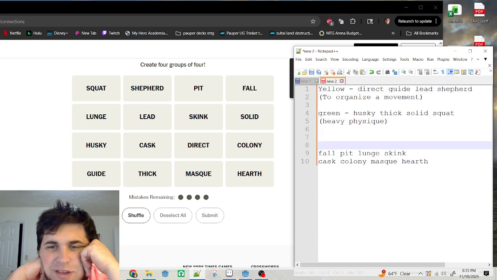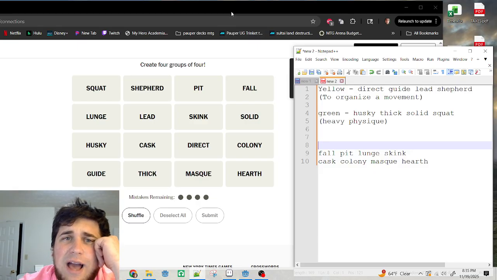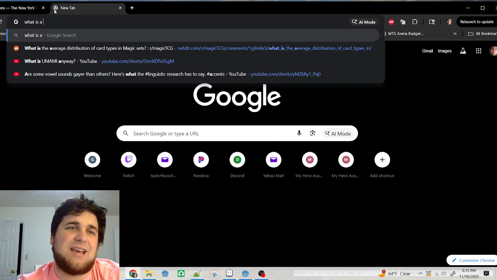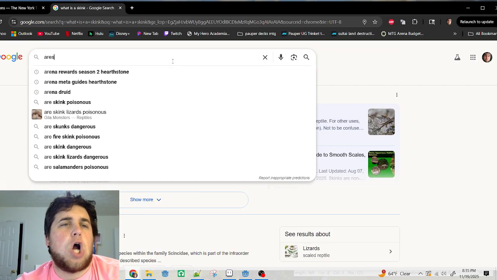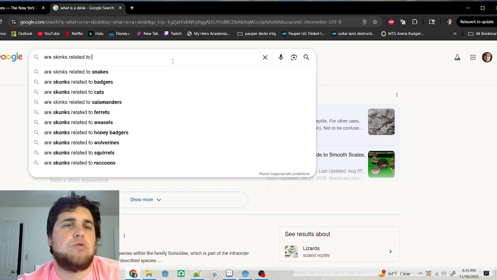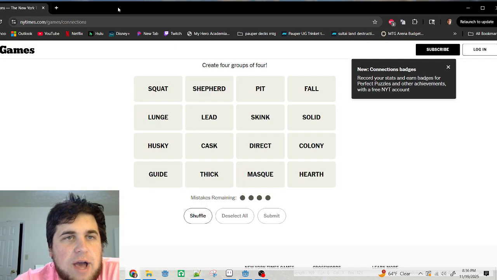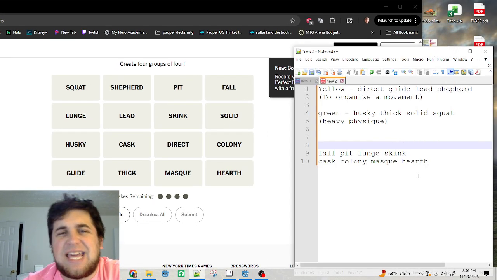Fall, pit, lunge, skink. Skink is such a weird word. Is a skink an animal? I think it is acceptable when doing these, by the way, to Google what a word means. What is a skink? If you don't know the word. Yeah, okay, like a newt, right? That's what I was thinking. Is it a newt? Are skinks related to newts? No. Okay. Well, worth a shot. That's kind of what I had in my head was newt. Okay. So skink, it did say it was a reptile, which is interesting.